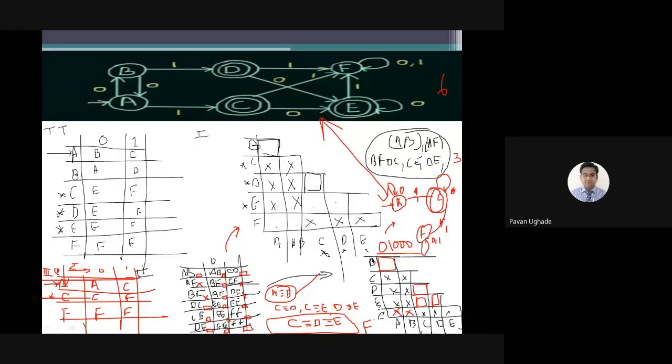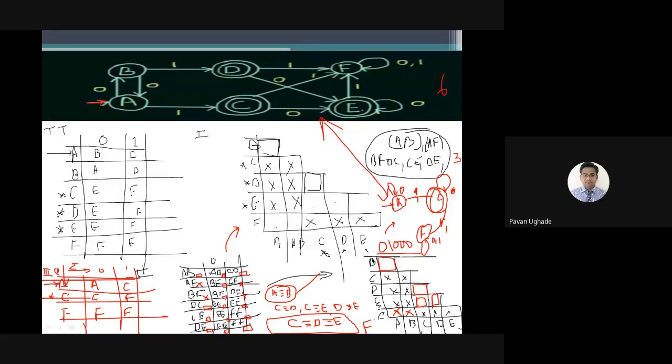So this is the initial state. We'll start with A. On 0, it goes to B. On 1, it goes to D. Then how many zeros does it have? It has 3 zeros. So one 0 goes to E, another 0 goes to E, another 0 goes to E. So it is reaching the final state.